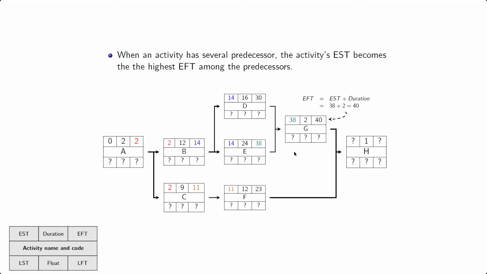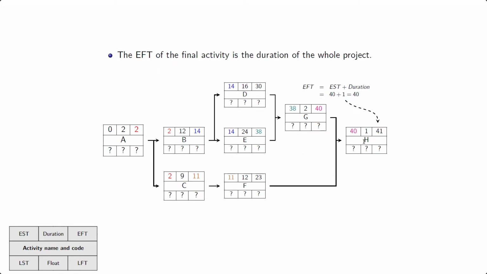So now that we know G and F, we can finally do activity H. So again, here there are two immediate predecessors from H, that's G and F. G has a higher earliest finishing time of 40, that's greater than 23 from F, so we copy paste 40 over. 40 plus 1 equals 41. And that's the end of the forward pass. So the final number here, this is going to be the duration of the entire project. This project is going to have a duration of 41 months, assuming you have enough person power to actually do all of these activities simultaneously when they are in parallel.